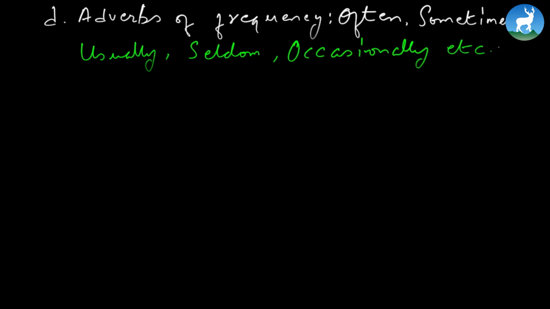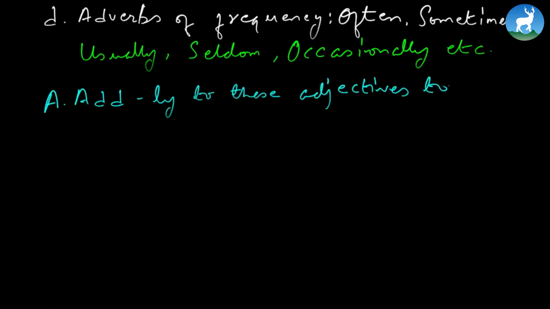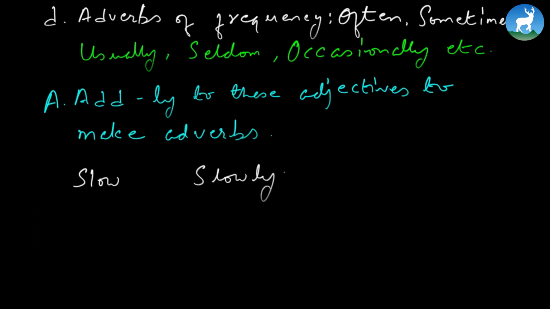Now let's continue with our exercise, which says add ly to these adjectives to make adverbs. Remember that part? So as per that, we now do the exercises. Let me copy the heading once again. Add ly to these adjectives to make adverbs. Now we know what is adjective, and now we know what is adverb. Now here we're dealing with adverb of manner, meaning it's going to end in ly here. Now to begin with, we begin with slow, slowly.